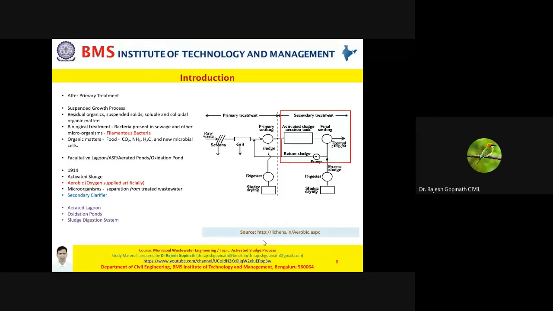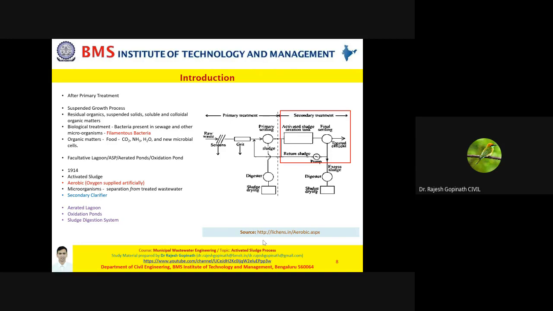Now what we need to understand here is that we take the support of filamentous bacteria. In simple words, these bacteria break down the organic matter with the help of oxygen and nutrients into carbon dioxide, ammonia, water, energy, end products, and of course the new microbial cells produced. When I say suspended growth process, we can have different technologies related to this, for instance activated sludge process, facultative lagoons, oxidation ponds, aerated ponds.